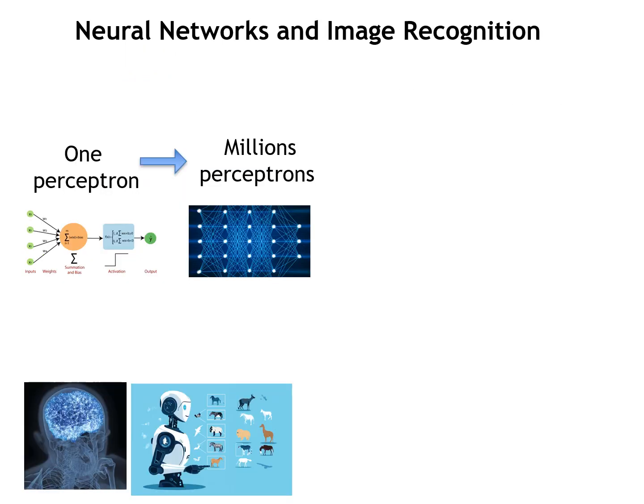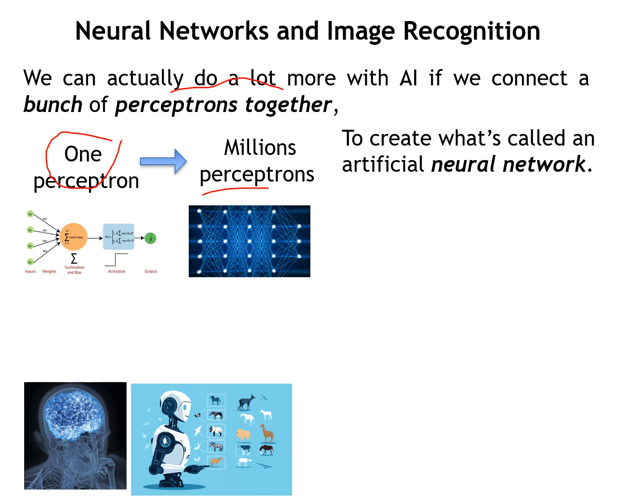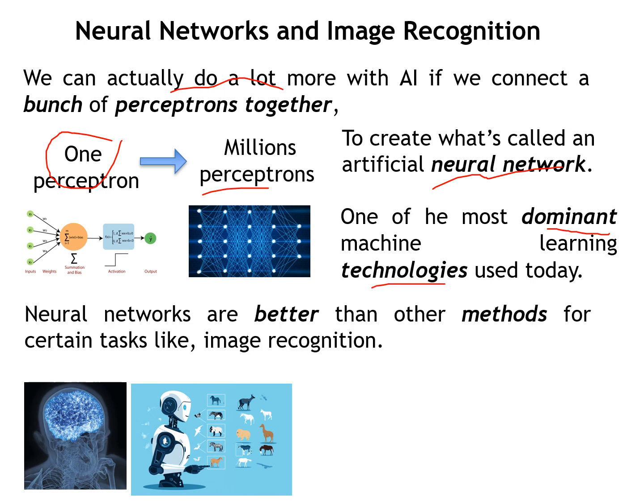So to summarize, in this class, at the end, I hope that you remember that we can do much more when, instead of having one perceptron, we have millions. And this is what we call a neural network, when we have all these perceptrons working together. As I said before, this is one of the most dominant machine learning technologies used today. Why? Because it allows us to do much better jobs that were considered possibly impossible in the past, like image recognition.